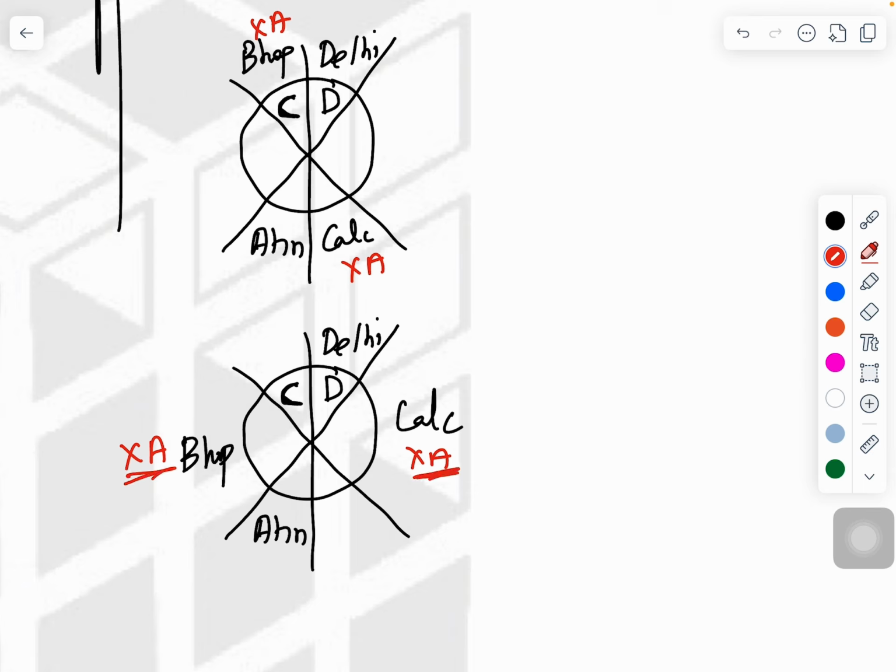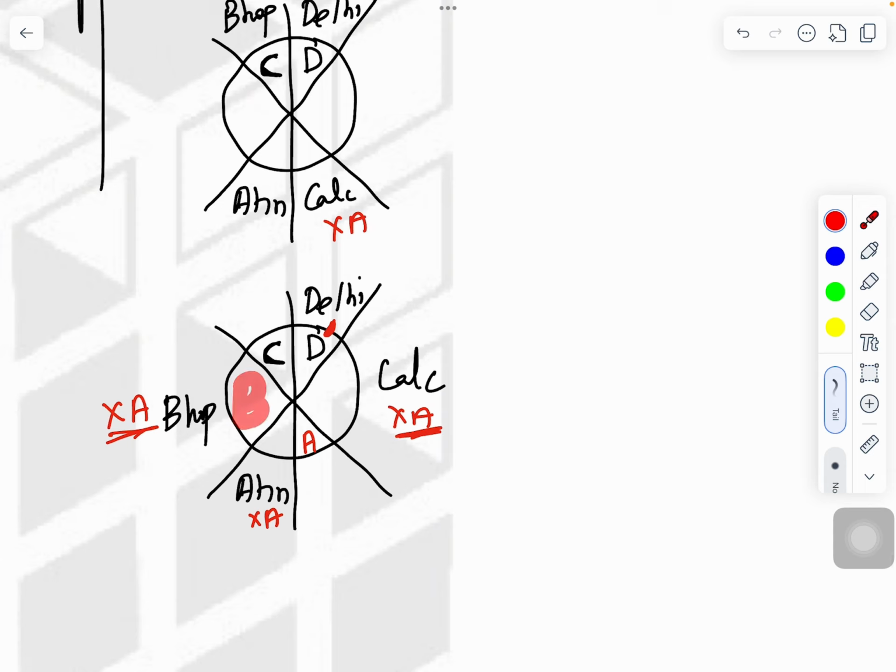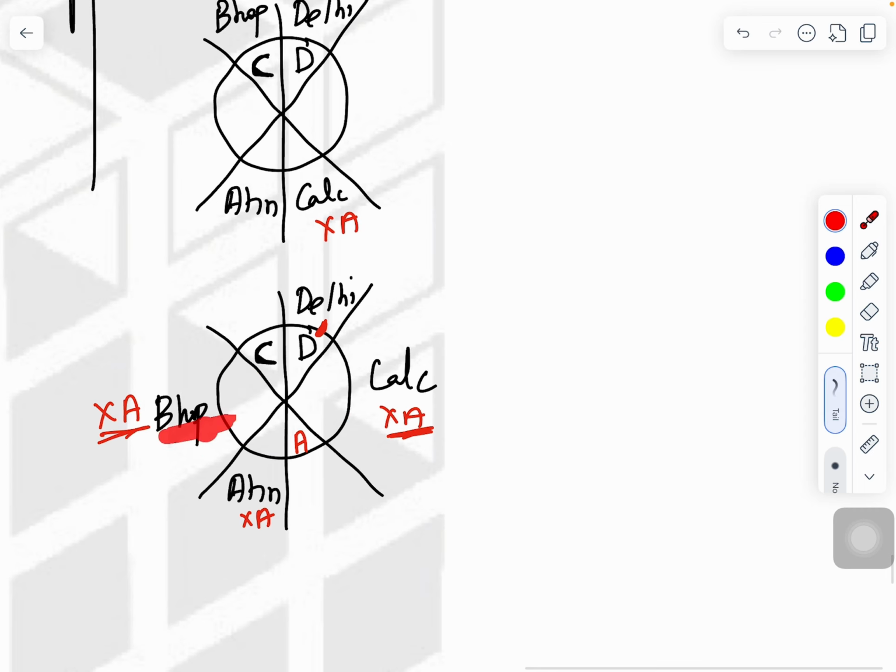Now going to the third case also, very similar to it. A cannot come here, A cannot come in Ahmedabad because this is a D-Delhi pair. Now the only possibility for A is here. Now where can B come? If B comes here, there is no spot for E. If B comes here, two problems. One is there is no spot for E. Second thing is B Bhopal cannot be a pair.